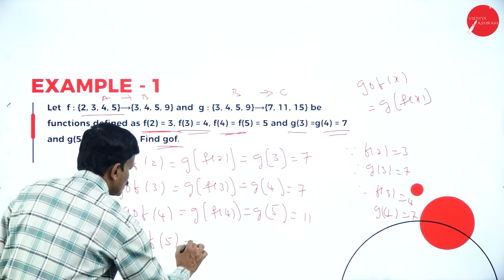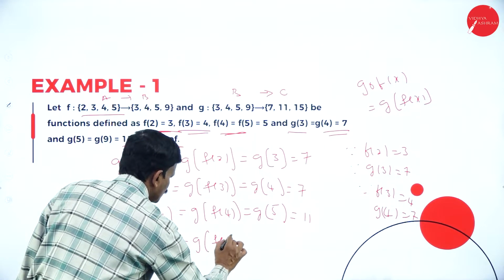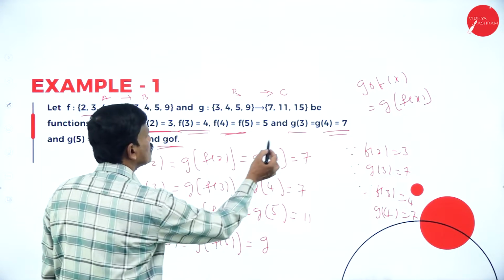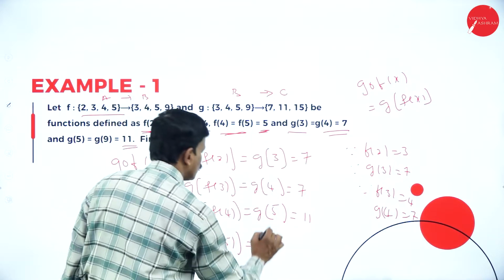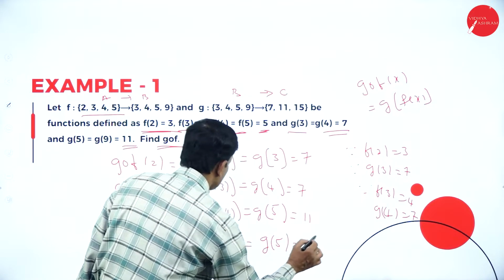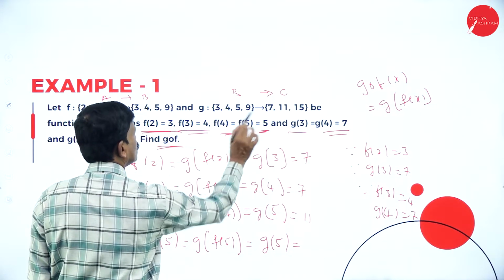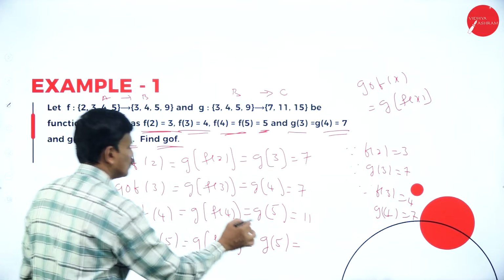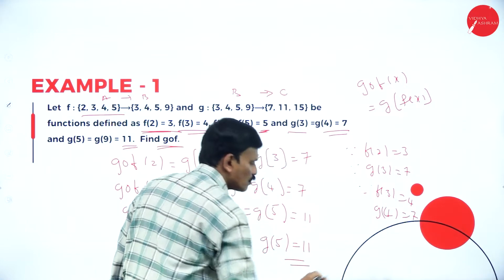g naught f of 5 is equal to g of f of 5. What is f of 5? f of 5 is equal to 5. And g of 5, what is g of 5? g of 5 is also equal to 11. So, this is the composition.